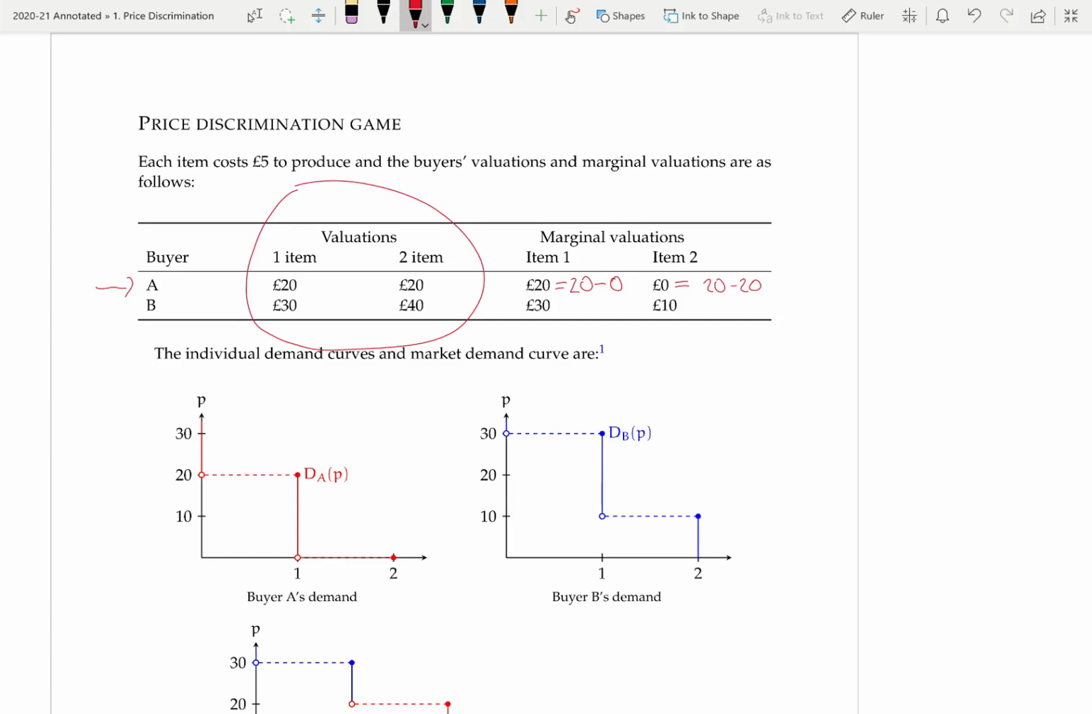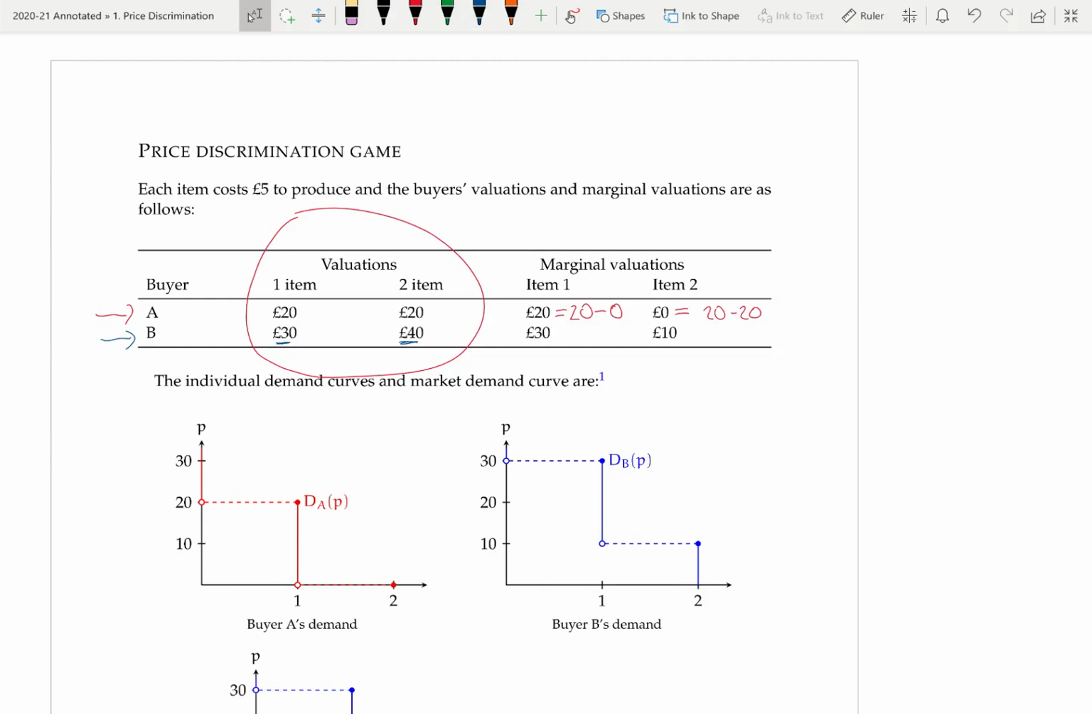Now, let's look at buyer B. Buyer B is willing to pay £30 for one item and £40 for two items. So this means that buyer B's marginal valuation of item 1 is 30, and buyer B's marginal valuation of item 2 is 10, because that's the difference between 40 and 30, the difference between B's valuation of two items and B's valuation of one item. So when B buys that second item, that increases their valuation by 10. Okay, so how then can we get B's demand curve?